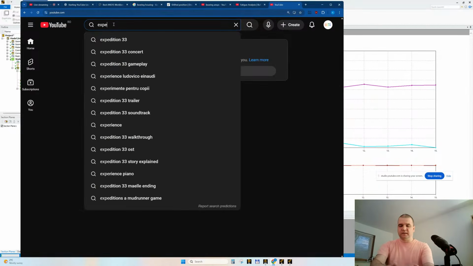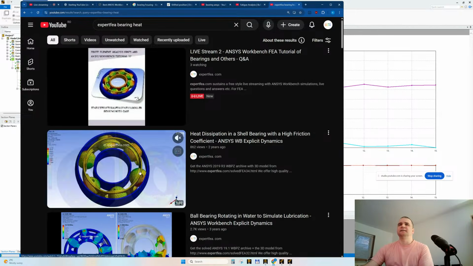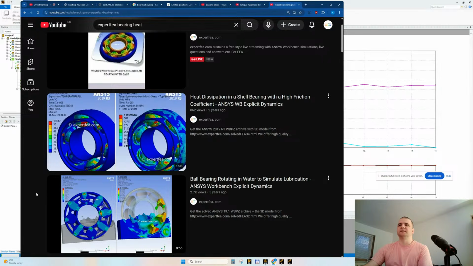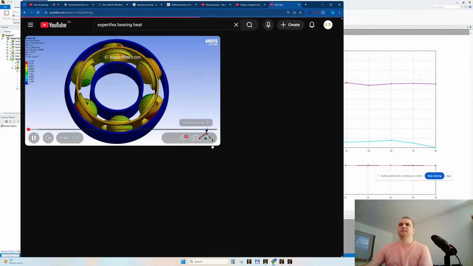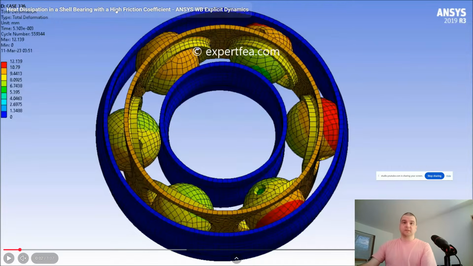I have made this a while ago. This is kind of the easiest way to see the dissipated heat. All right, and this is kind of the easiest way. But there is another more thorough and very nice way. So the clip is called, can I move this? Okay. The clip is called heat dissipation in a shell bearing with the high friction coefficient.